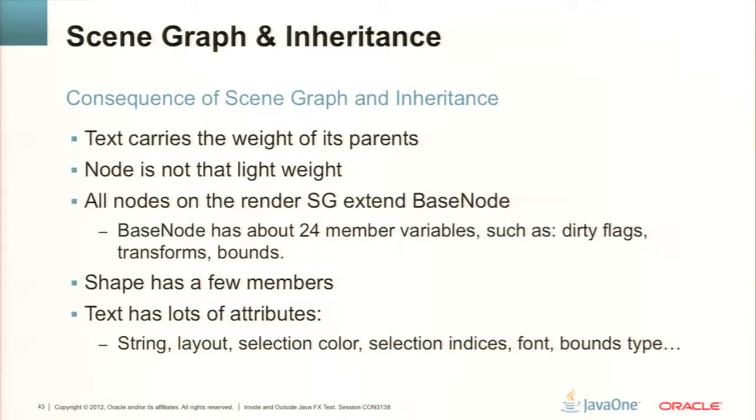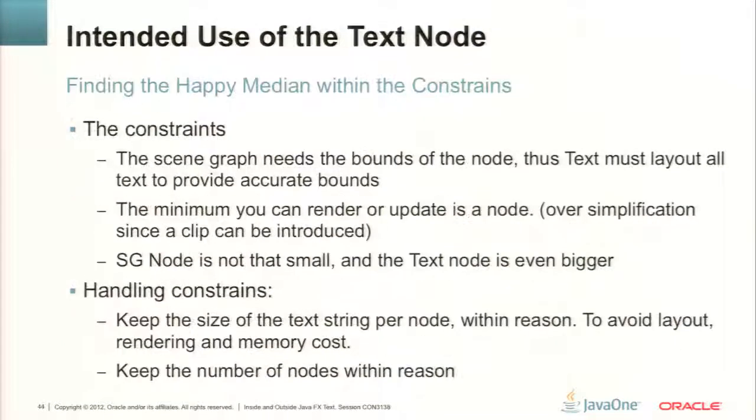Shape is pretty lean and mean, and text wants to be a monster. Every feature that we add, even the basic stuff: the string, the layouts, the selection colors, indices, fonts, bounds type, etc., are on the node, and we have 2 of them, somewhat. But I think everybody deals with this. You see the browsers and so on are consuming massive amounts of memory. I think we do pretty well.